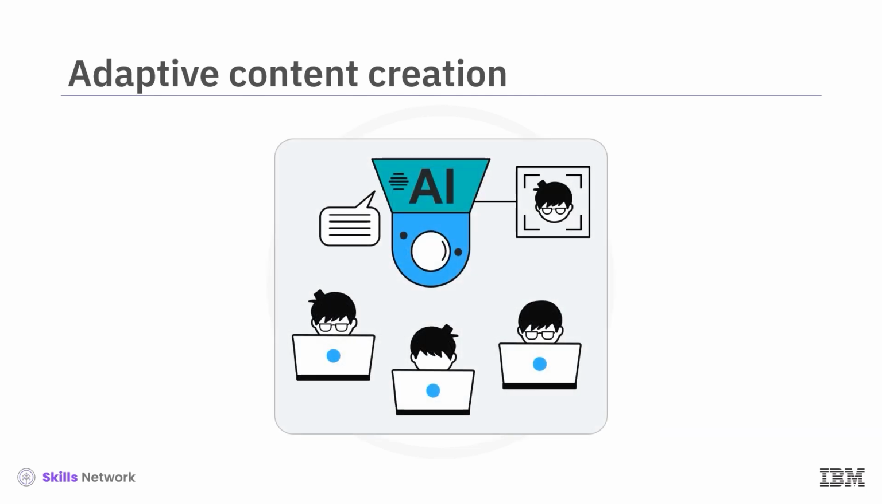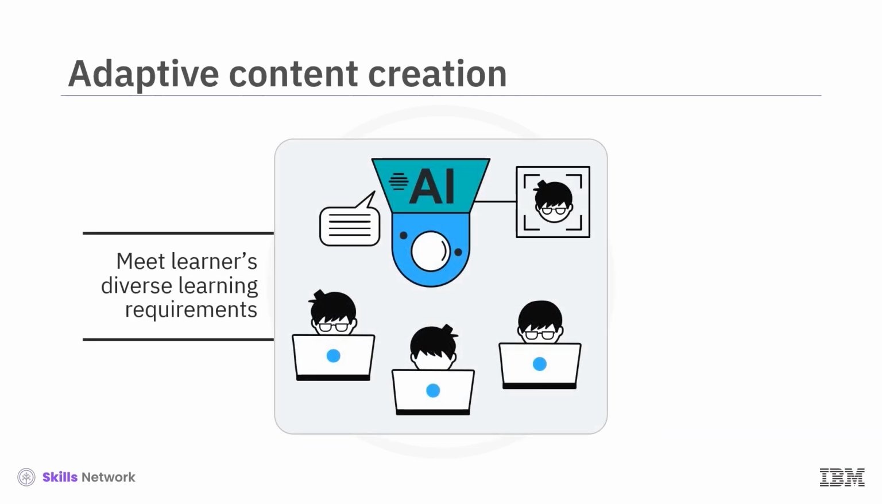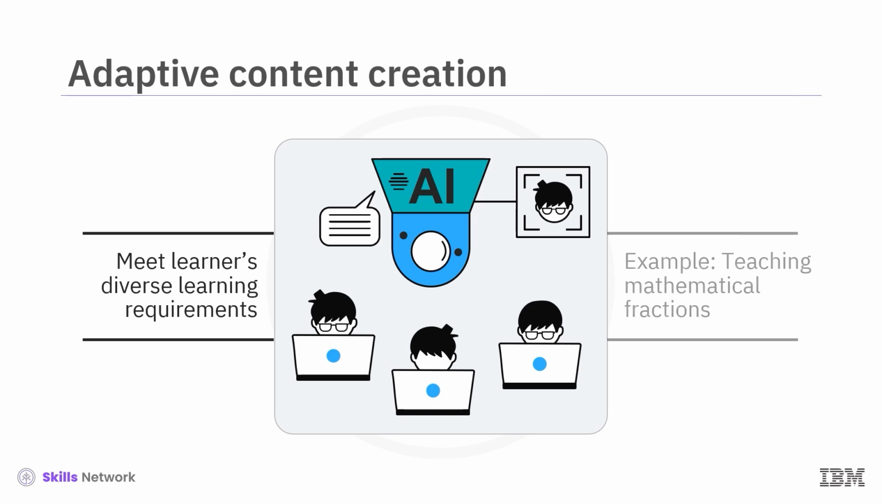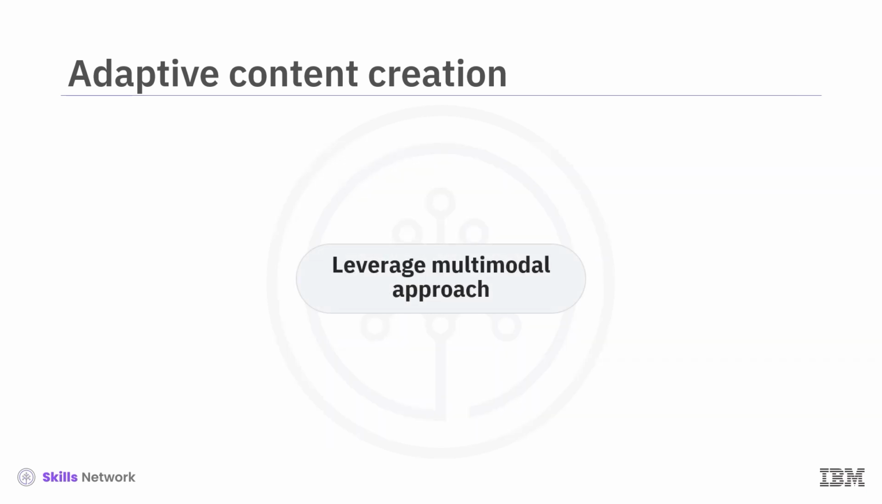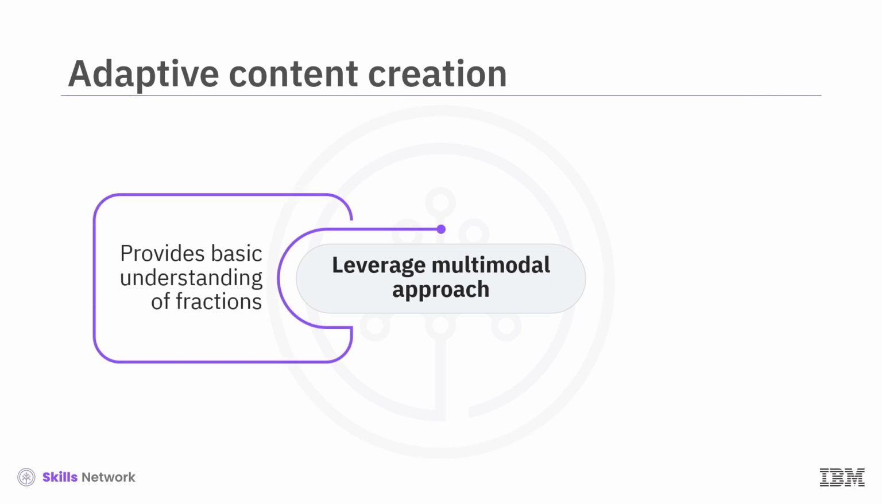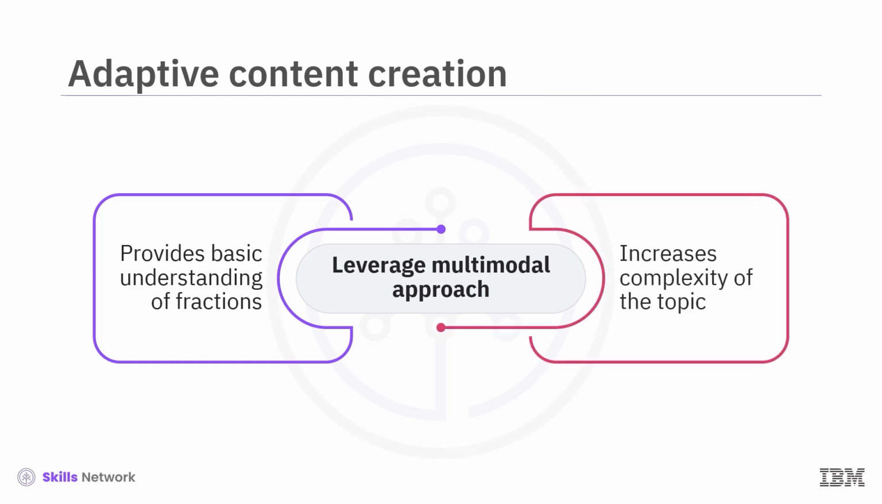Effective learning requires creating adaptive learning to meet each learner's diverse learning requirements. For example, teaching mathematical fractions. In this case, the educators can leverage the multimodal approach using various generative AI tools. This approach provides a basic understanding of fractions using text, charts, diagrams, videos, interactive exercises, and hands-on projects. Educators can gradually increase the complexity of the topic based on the learner's conceptual understanding.